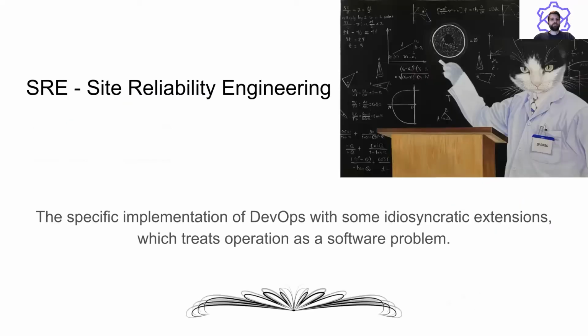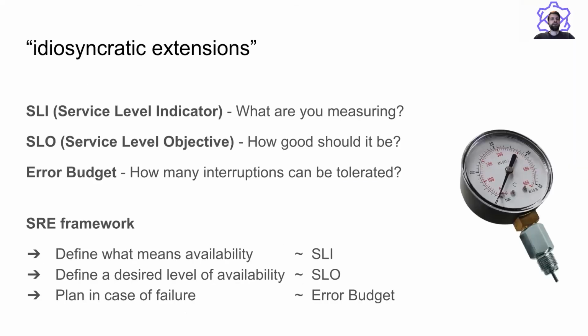I like this definition the most. Site reliability engineering is the specific implementation of DevOps with some idiosyncratic extensions, which treats operation as a software problem. We can think about the whole DevOps as an interface and about the SRE as a specific implementation of this interface. So what are those extensions?